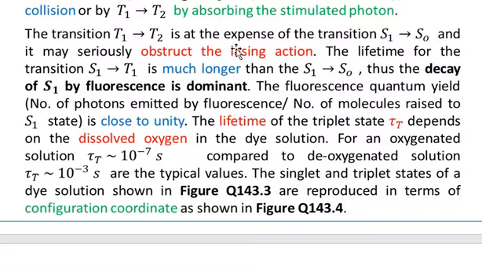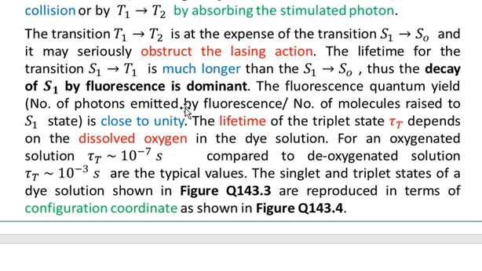So the transition from T1 to T2 is at the expense of the transition from S1 to S0, and it may seriously obstruct the lasing action. The lifetime for the transition S1 to T1 is much longer than for the transition from S1 to S0. Thus, the decay of S1 by fluorescence is dominant, since S1 to S0 is a faster transition in comparison with S1 to T1. So the S1 to S0 transition is a fluorescence transition. Thus, the decay of S1 is by fluorescence, which is dominant in this case.